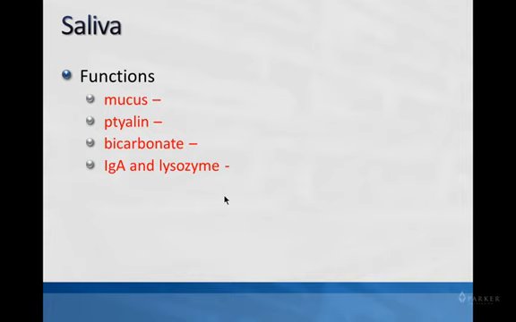So we mentioned mucus. Mucus helps to lubricate the food, makes it easier to swallow. So mucus as well as water helps to assist in swallowing. It will help to bind the food together into a bolus. The amylase helps to begin digestion of starches.